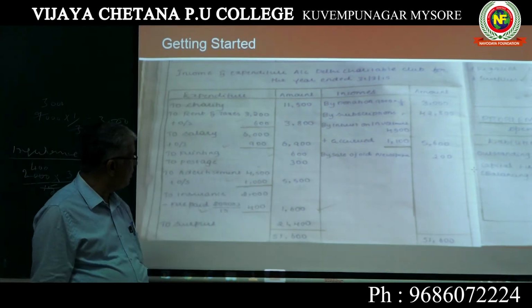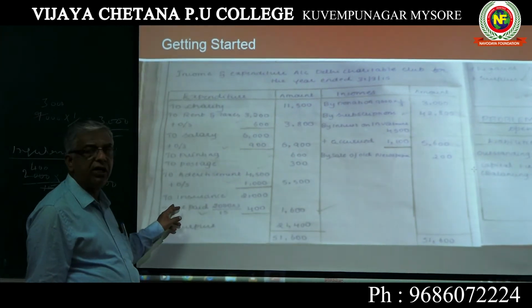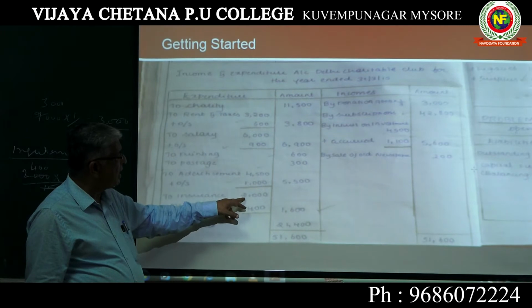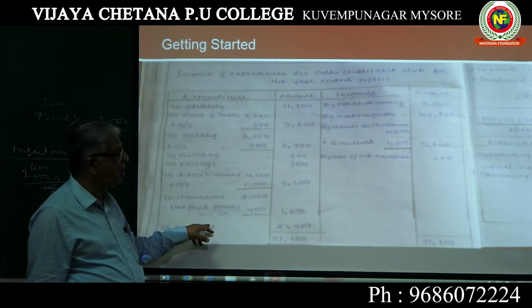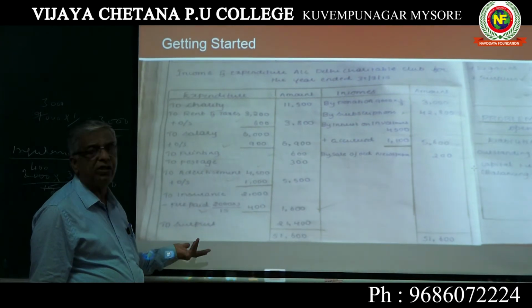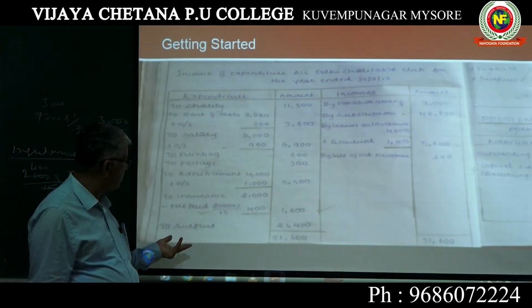Total is 5,500. Regarding insurance, for 15 months they have paid 2,000 rupees. So we want it for 12 months. So you have to deduct for 3 months they have paid in advance, prepaid.